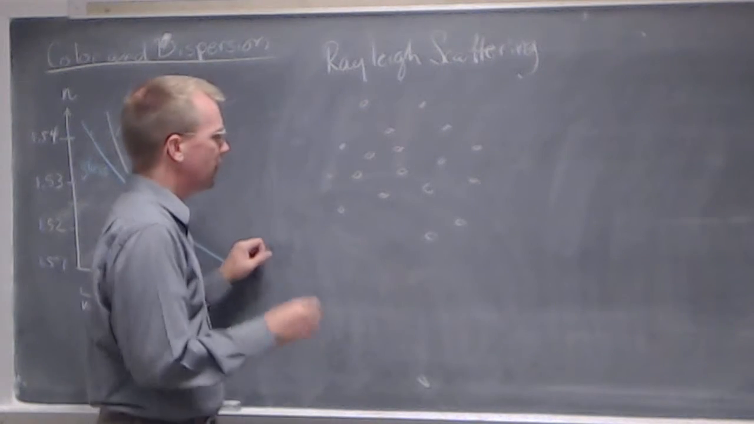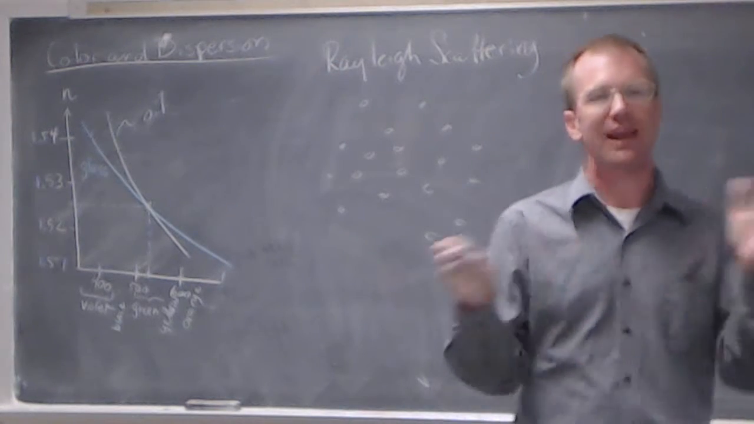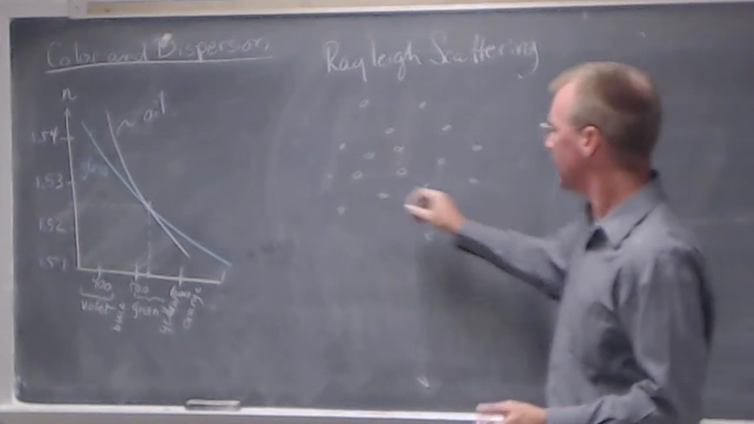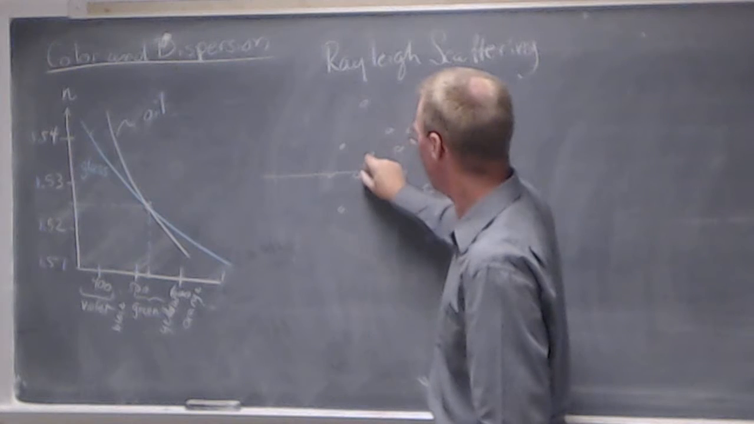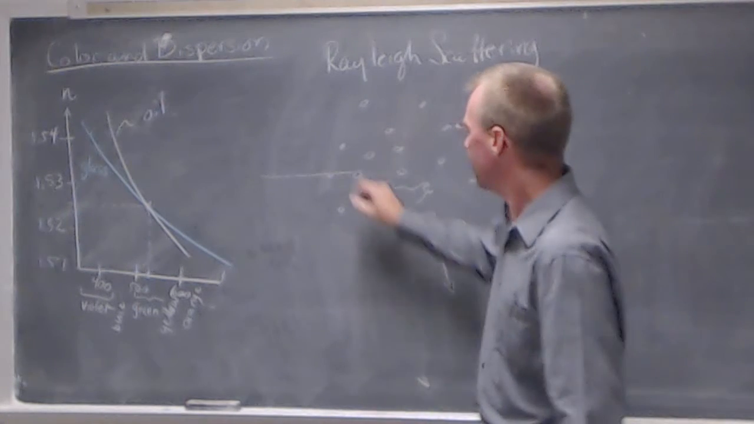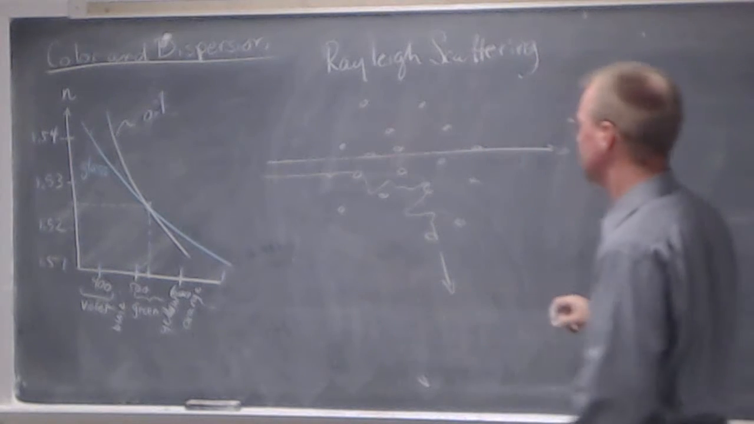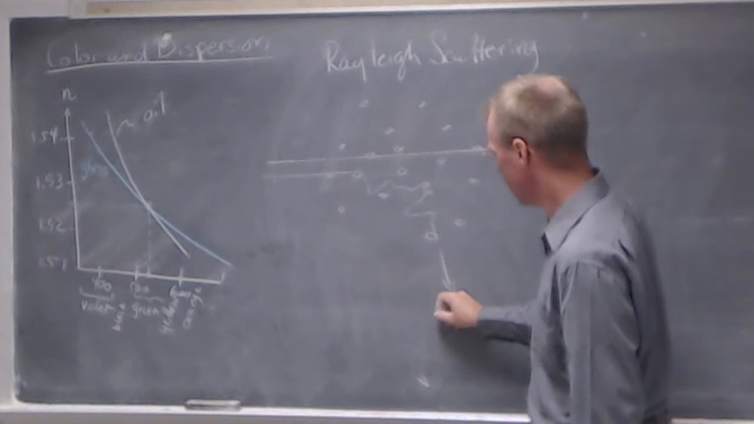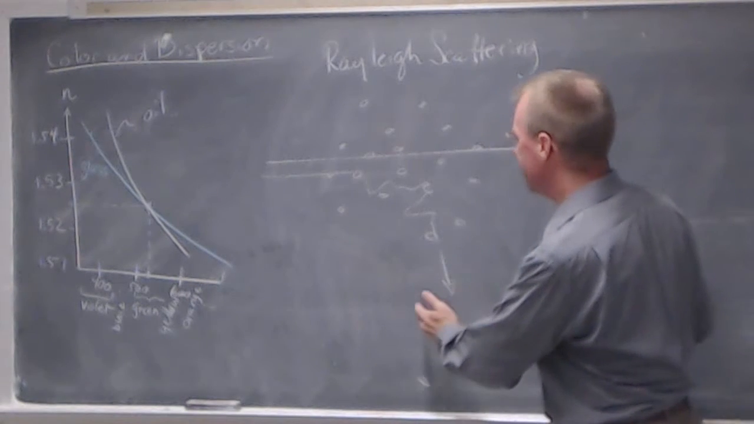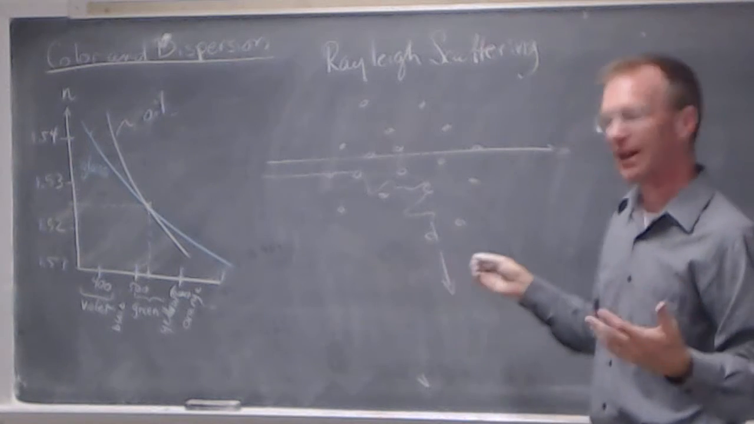Now, Rayleigh scattering says that the intensity of the scattered light, where scattered means diverted away from its original direction, and unscattered is what passes straight on through. So if you set up a detector here at angles away from the original angle, you would be measuring the intensity of the scattered light.